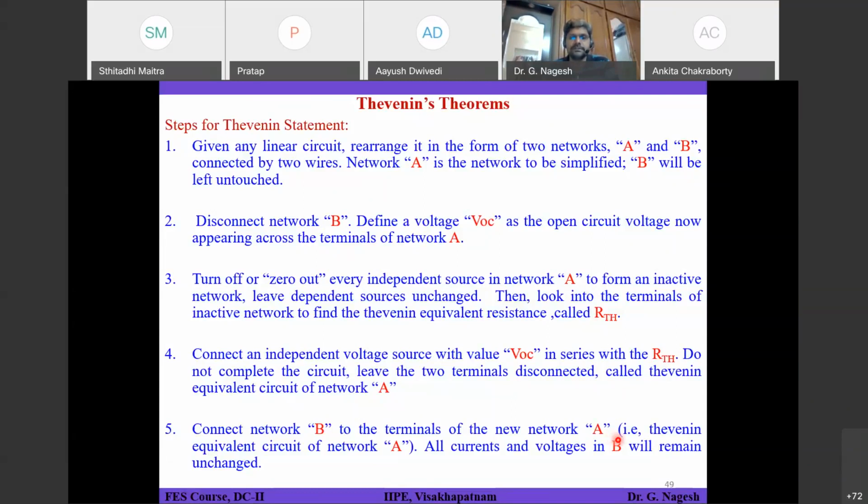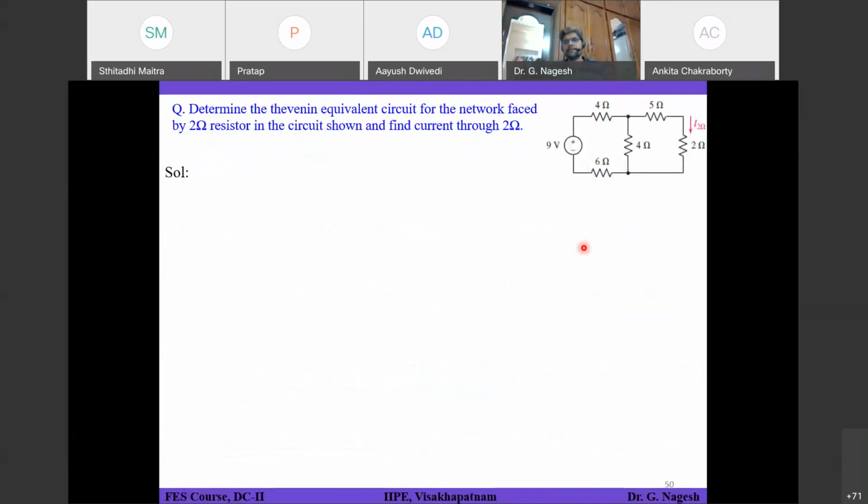Okay, next you bring back and connect network B, which is load resistance. Then you can analyze the circuit, which is very simple. Once you see the problem, you will understand. Right. So what they are saying here, determine the Thevenin's equivalent circuit for the network faced by the 2 ohms resistor in the circuit shown and find current through 2 ohms resistor. They are saying find the Thevenin equivalent circuit for the network faced, that means network seen by the 2 ohms resistor in the circuit shown below.